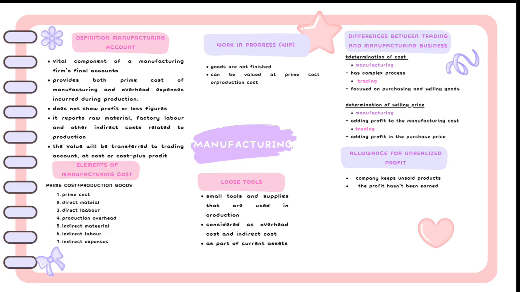Then, determination of selling prices. For manufacturing businesses, it is determined by adding profit to the manufacturing cost, while for trading businesses, it is determined by adding profit to the purchase price.